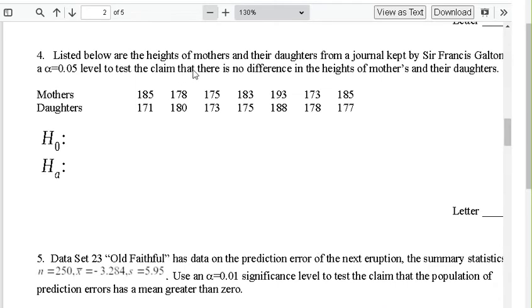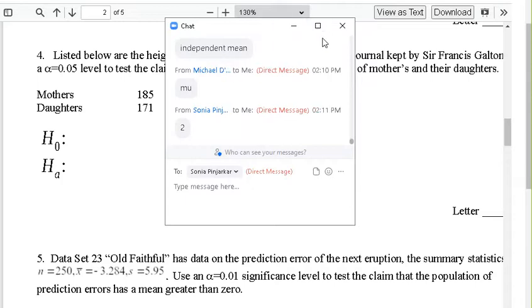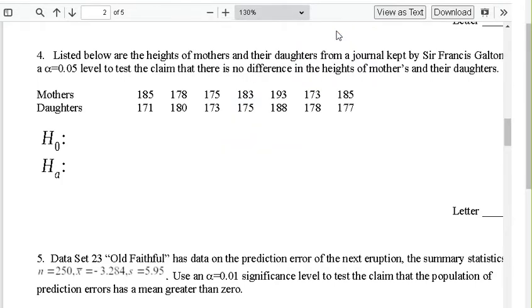Listed below are the heights of mothers and their daughters from a journal kept by Sir Francis Galton. At the 5% significance level, test the claim that there's no difference in the heights of mothers and their daughters. So, okay. How many samples are we dealing with? One or two? Two samples. What parameter are we going to test? All right, well, let's see. Someone else want to weigh in on that? I've got some of the people in the chat.